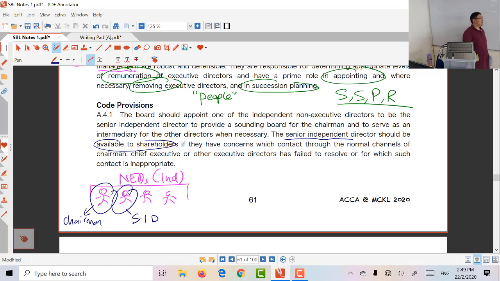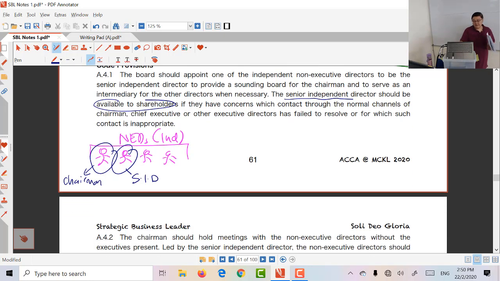Now, if you read all that, you should understand what it says. If they have concerns, they contact the chairman, the CEO, and other directors through the normal channels, and these fail to resolve the issue. So they say if you try to talk to the chairman, nothing comes out. You try to talk to the CEO, nothing comes out. Okay, then try to talk to the SID. So it's like having an avenue for you to lobby things. Now, that's it. Go to the next page.